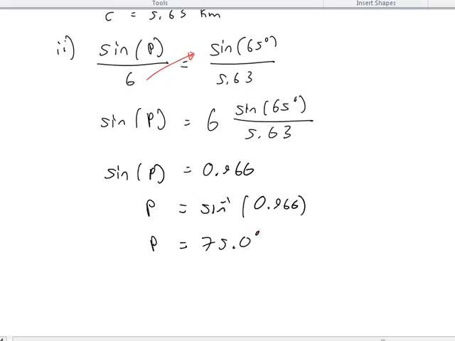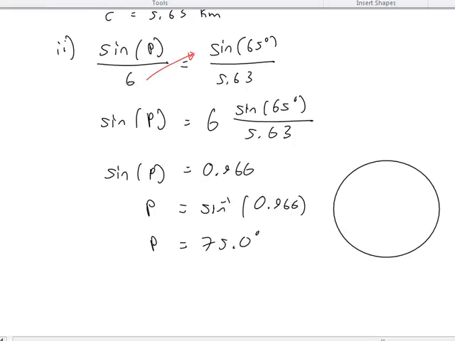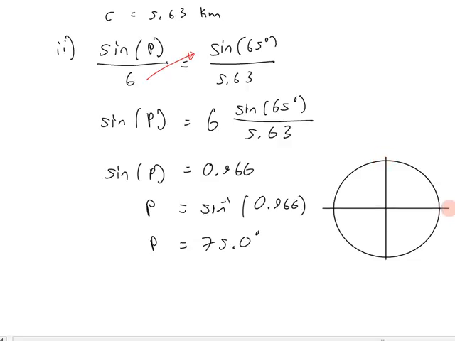Once again, whenever we use an inverse trigonometric function, we have to check the unit circle to look for other solutions, because the calculator is only going to ever give us one solution, and it's not going to warn us when there are other possible solutions. So we'll take a look. We want the sine of the vertical component 0.966, which is almost all the way up to 1.